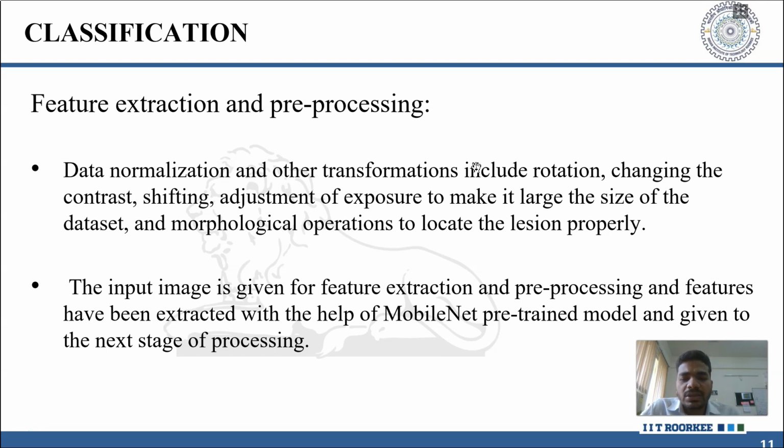The input image is given for feature extraction and pre-processing, and features are extracted with the help of the MobileNet pre-trained model and given to the next stage of processing. Here we have used a pre-trained model, that is the MobileNet pre-trained model. With the help of this model, feature extraction and further processing has been done.